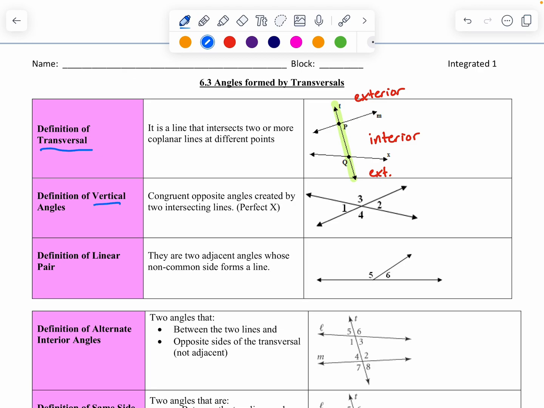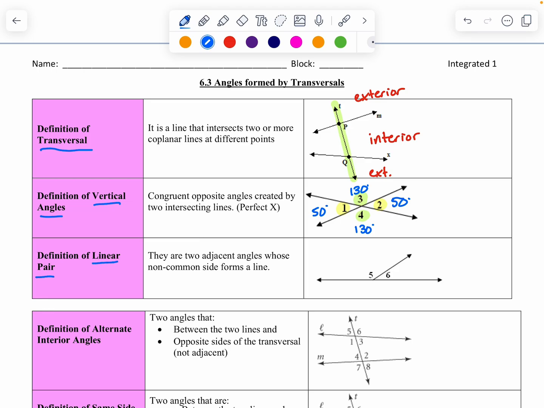So we've got vertical angles, which we've done a lot with recently. Those are congruent opposite angles created by two intersecting lines. In this picture, angle 3 is opposite angle 4, and angle 1 is opposite angle 2. And those angles are congruent. So if angle 3 is 130 degrees, angle 4 is also 130 degrees. I know 130 and 50 make 180, so if this is 50, the one across from it is 50. I knew that angle 4 and angle 2 had to equal 180 because they're a linear pair.